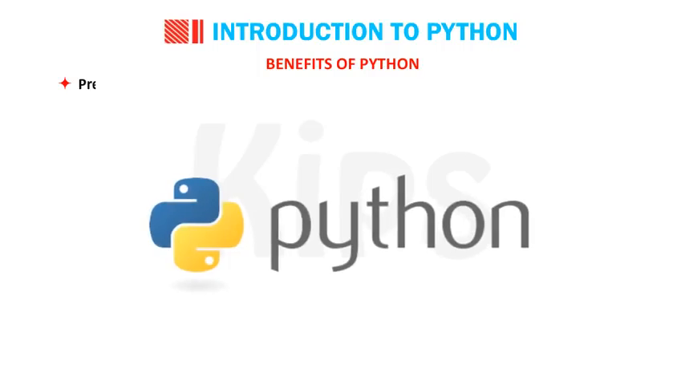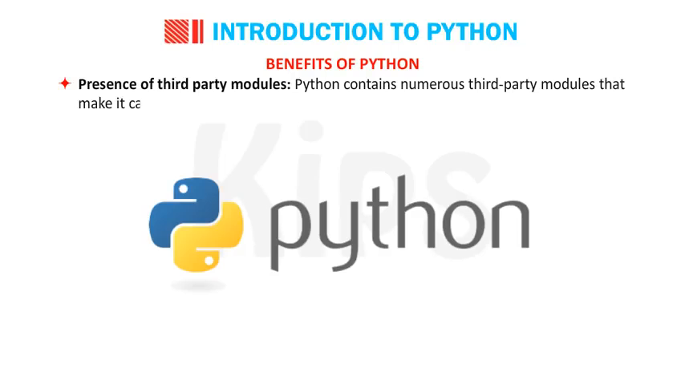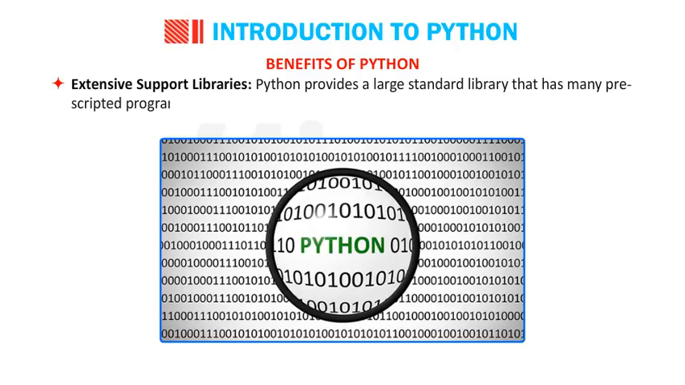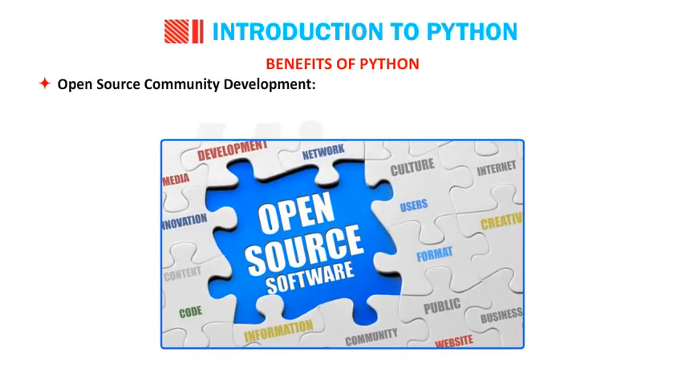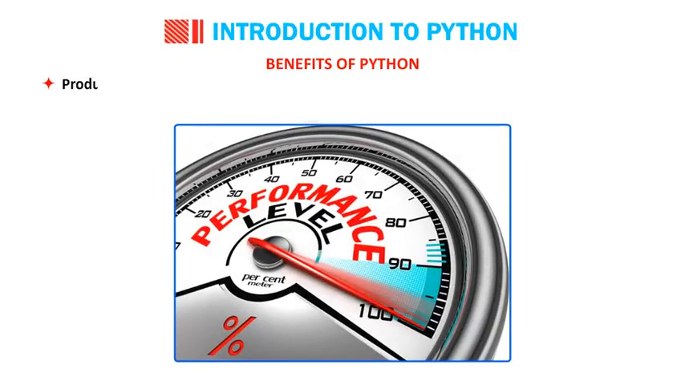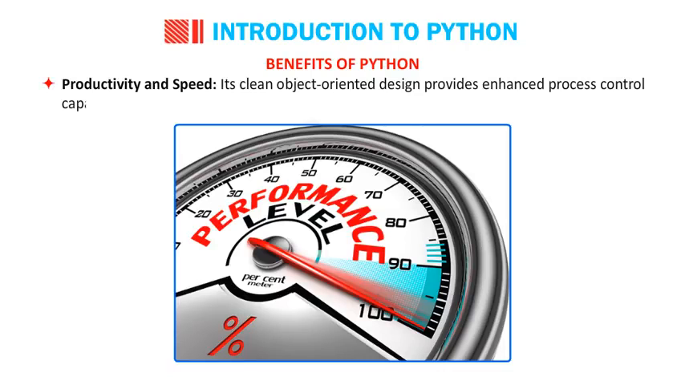Benefits of Python. Presence of third-party modules. Python contains numerous third-party modules that make it capable of interacting with most of the other languages and platforms. Extensive support libraries. Python provides a large standard library that has many pre-scripted programming tasks, which reduce the length of the code. Open source community development. It is developed under an OSI-approved open source license, which makes it free to use and distribute. Productivity and speed. Its clean object-oriented design provides enhanced process control capabilities, which contribute to the increase in its speed and productivity.